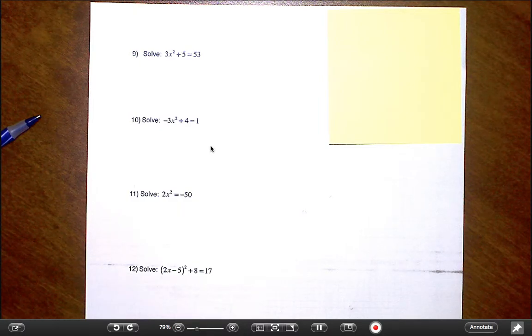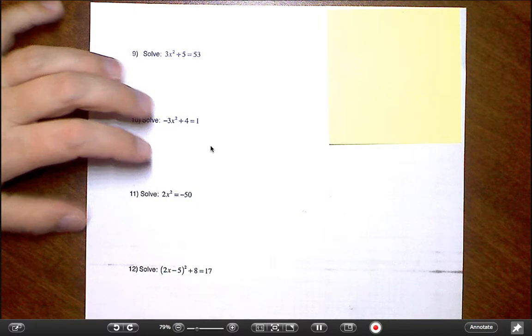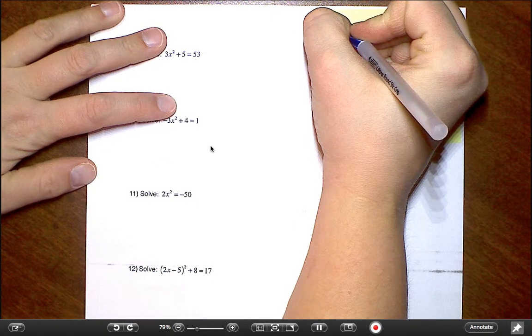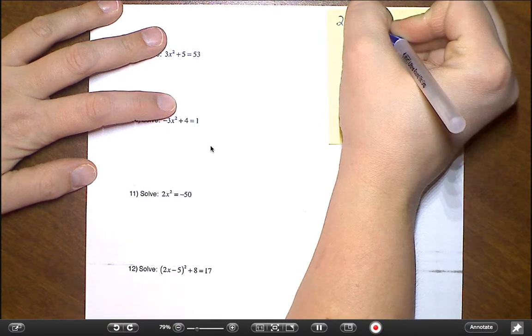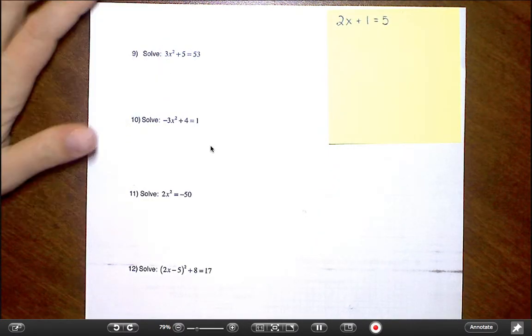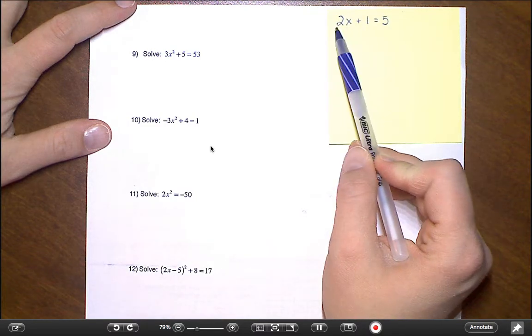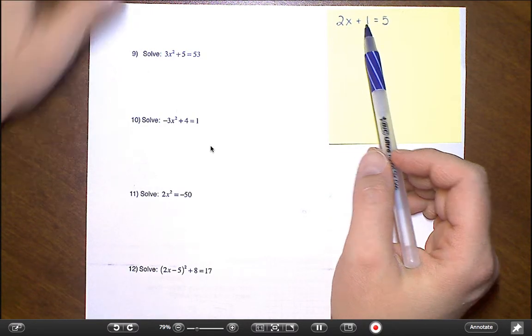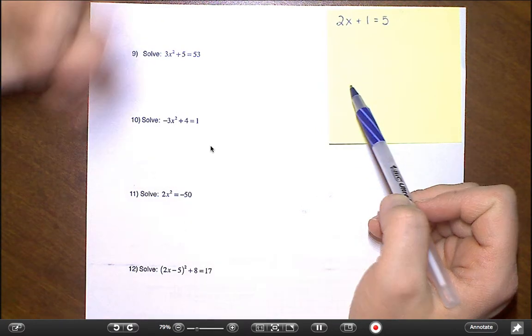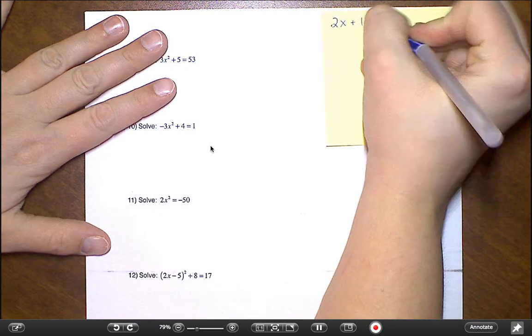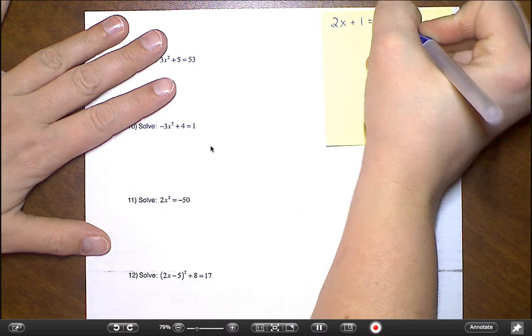Now, there's sort of two different methods that we use for solving. There's the regular solving that we all know and love. So that would be like if I gave you 2x plus 1 equals 5. We all know how to solve that. We would subtract 1, we would divide by 2. That's what's called inverse operations. It's doing everything backwards. It's undoing things. So this is what we would call regular solving.